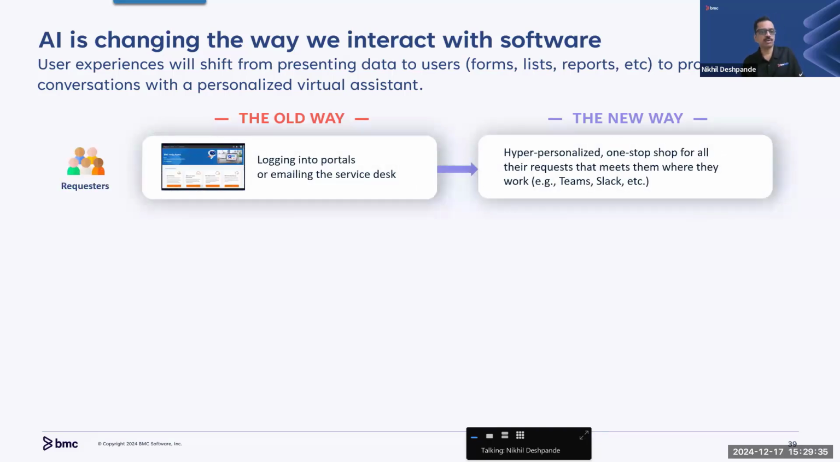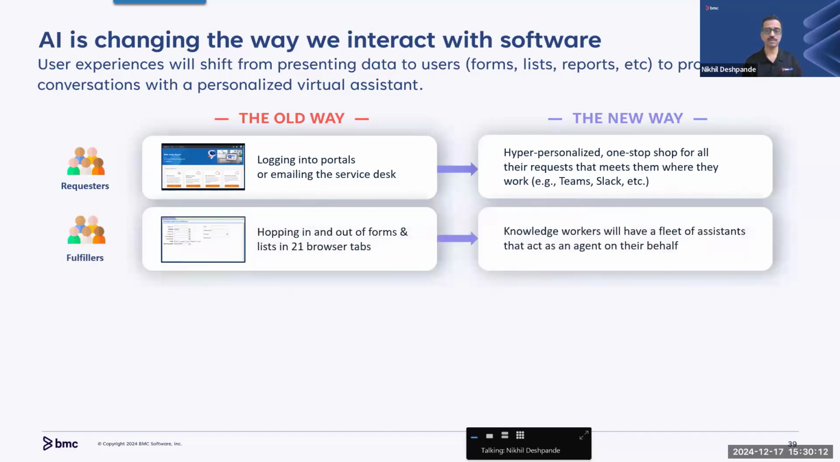So the old way was for requesters to log into portals, email the service desk, fill out a service request form, and so on. These were the common ways of asking or requesting a service. The new way is for them to use interfaces they're familiar with. It could be Teams or Slack and so on, where they interact with the system through that conversational interface to raise their requests.